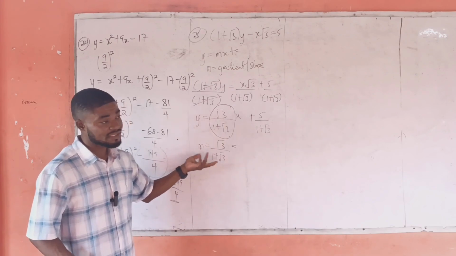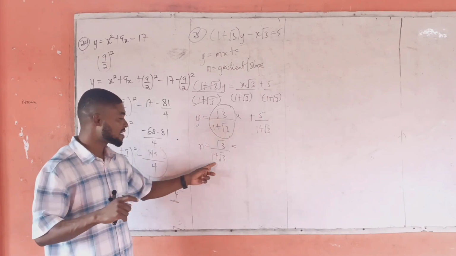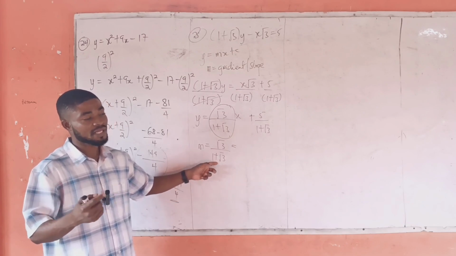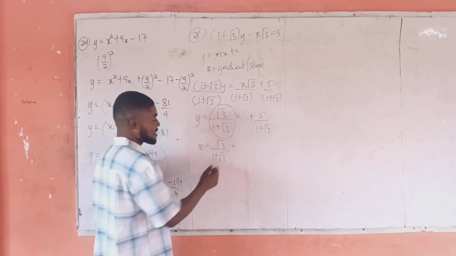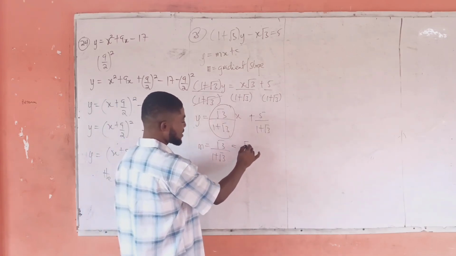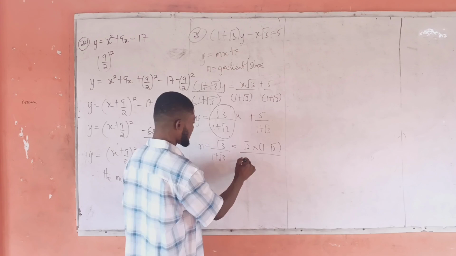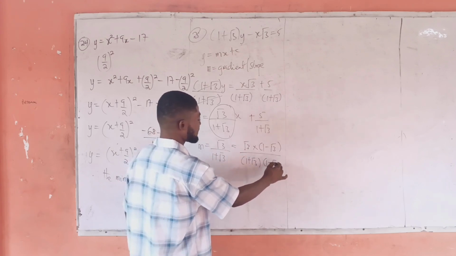To rationalize this, we need the conjugate of the denominator. The conjugate has to do with changing the operation sign here from plus to minus or from minus to plus, depending on the question, and then using that to multiply the numerator and denominator. And so I'm going to multiply my numerator by 1 minus root 3, all over 1 plus root 3 times 1 minus root 3.